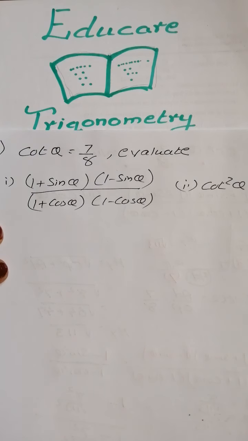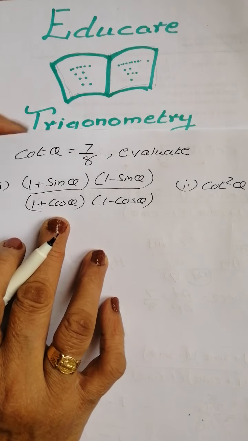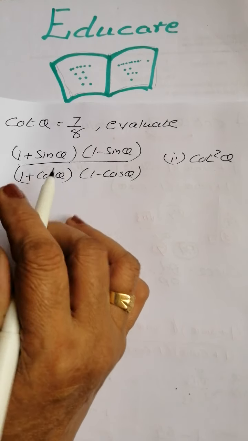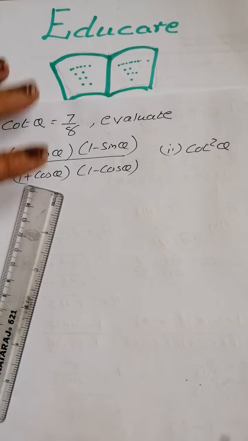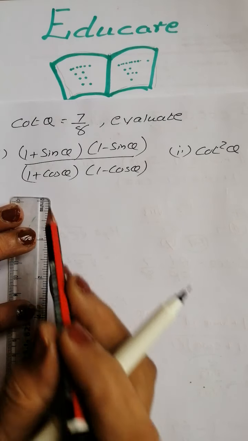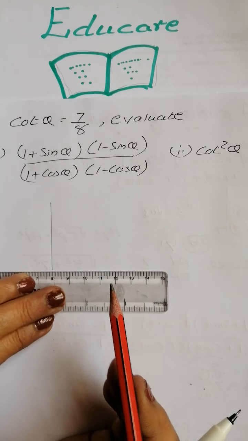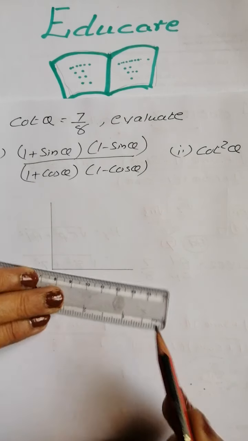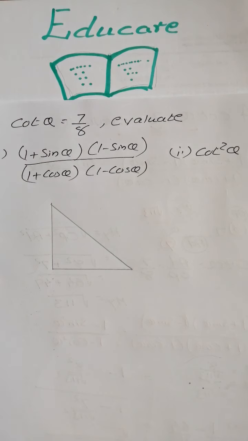Got it? Clear? Now for this, what do we have to find? We have to find out what is sine and what is cos. Here they have given cot theta. Now let's make a triangle. After this, always make a right triangle, so that it will be easy for you to evaluate. Got it? Now this is a triangle.